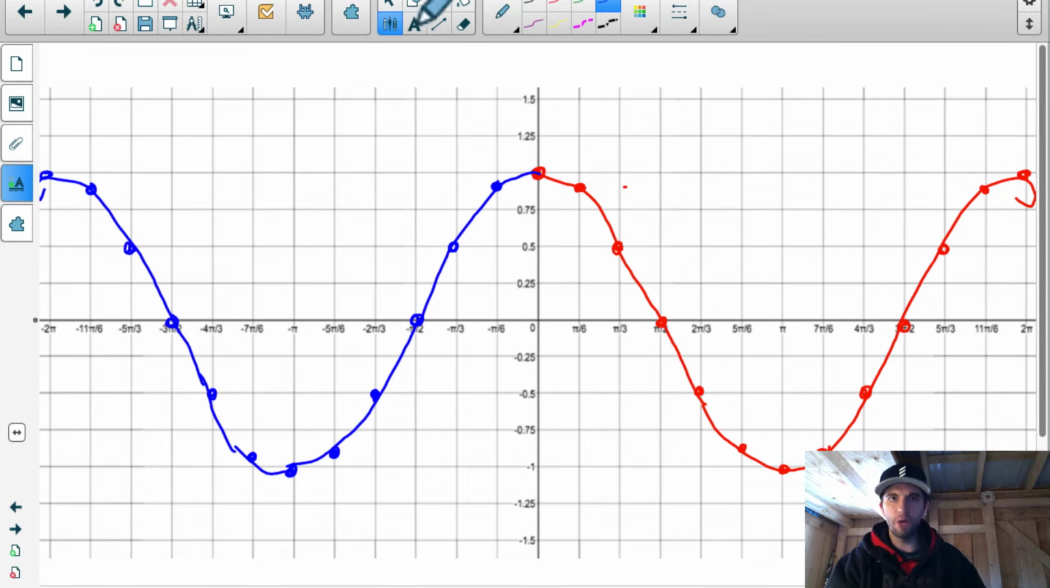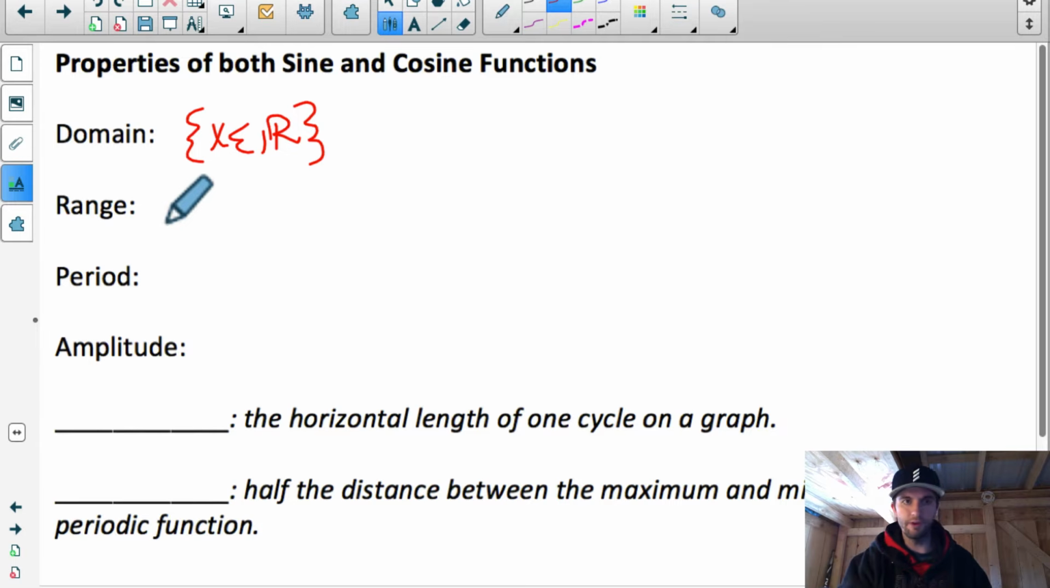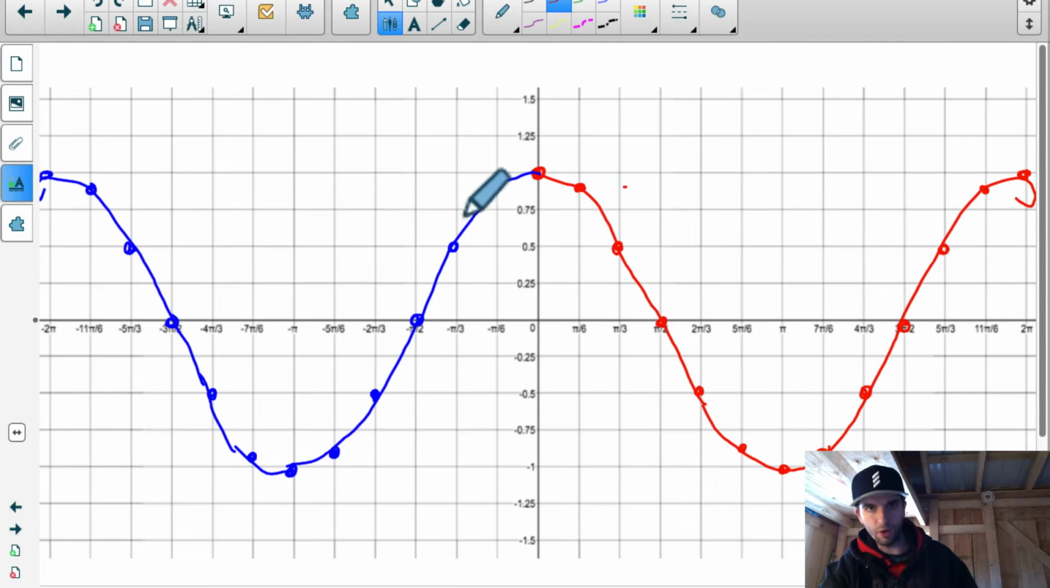Okay, let's write down some properties of these two functions that we just graphed, sine and cosine. So we're going to talk about domain and range, and amplitude and period of these functions. So domain, what angle of x could we input into the function? Well, where along the x-axis does this function exist? It exists everywhere. There are no restrictions on the domain. X could be any real number. Range, however, if we look at this function, the y values are always between negative 1, which is the lowest it goes, and the highest it goes is 1.